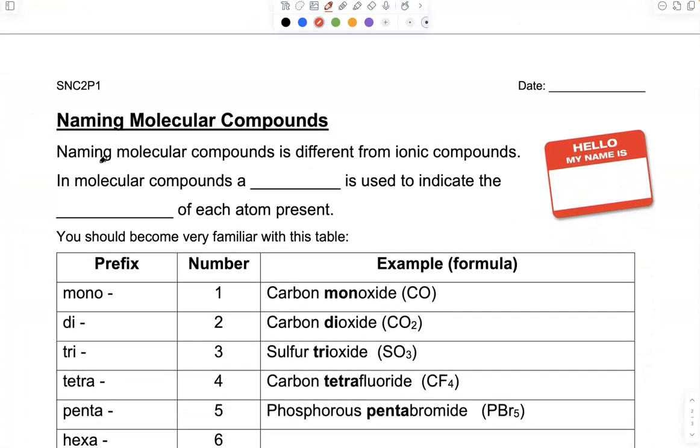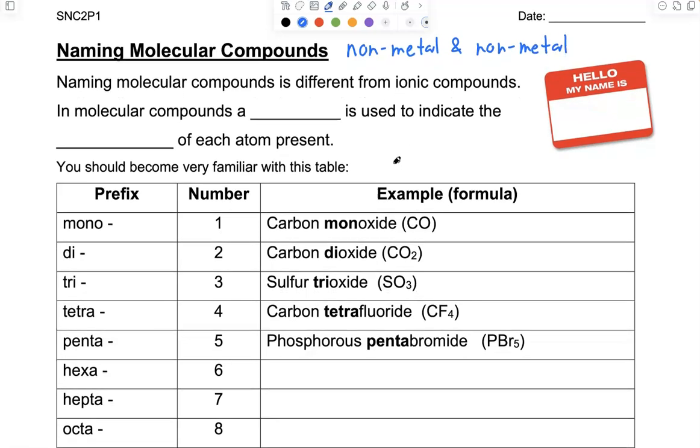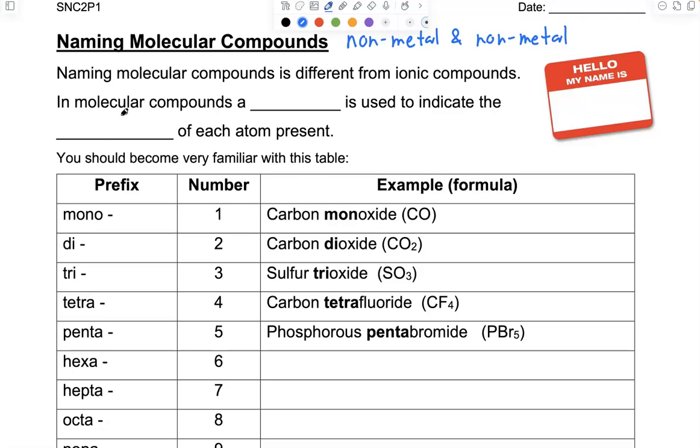So next we're going to take a look at actually naming these molecular compounds. So again, the first thing you should always identify is, do you have a non-metal and a non-metal? Once you recognize that you have this, we're then going to follow this naming convention here. So in molecular compounds, we have a prefix that is used. So that's what goes in front of our word.